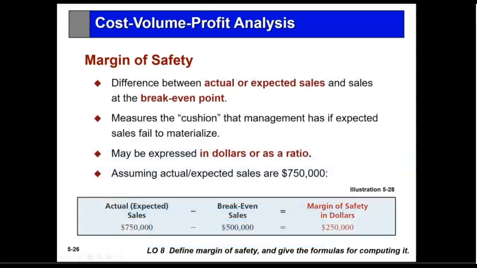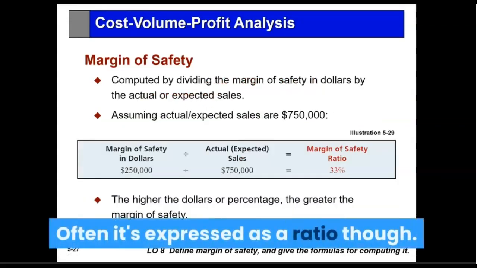So here we have an example. Actual sales, 750. What I need to sell to break even is 500. So my margin of safety in dollars is 250. So therefore my sales have to fall 250,000 so that if it does, then I'm at my break-even level of sales of 500. Most often it's expressed as a ratio though.